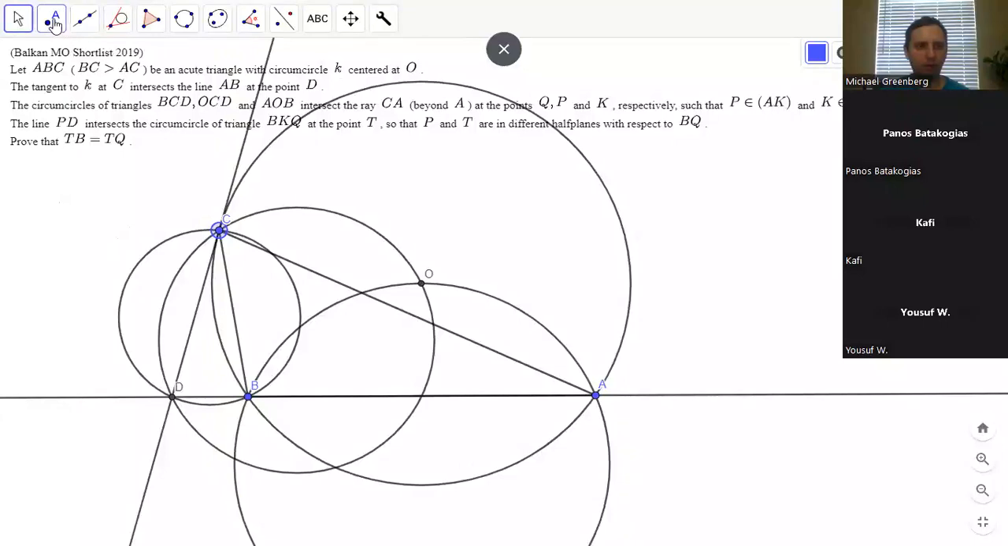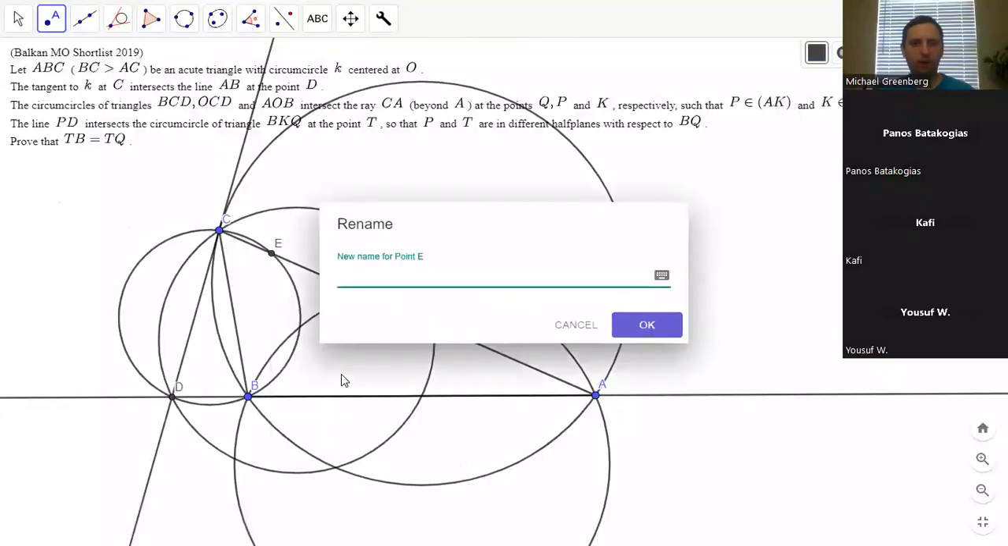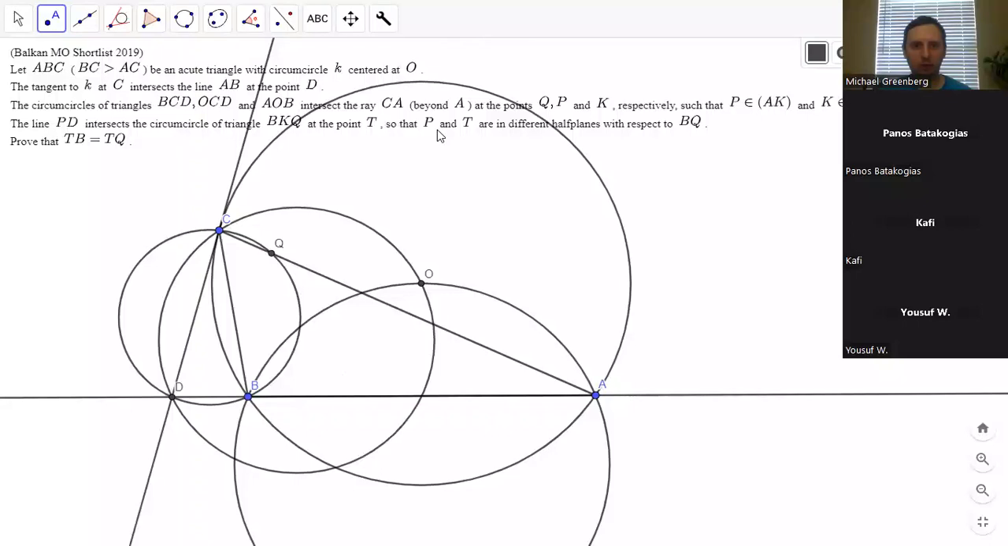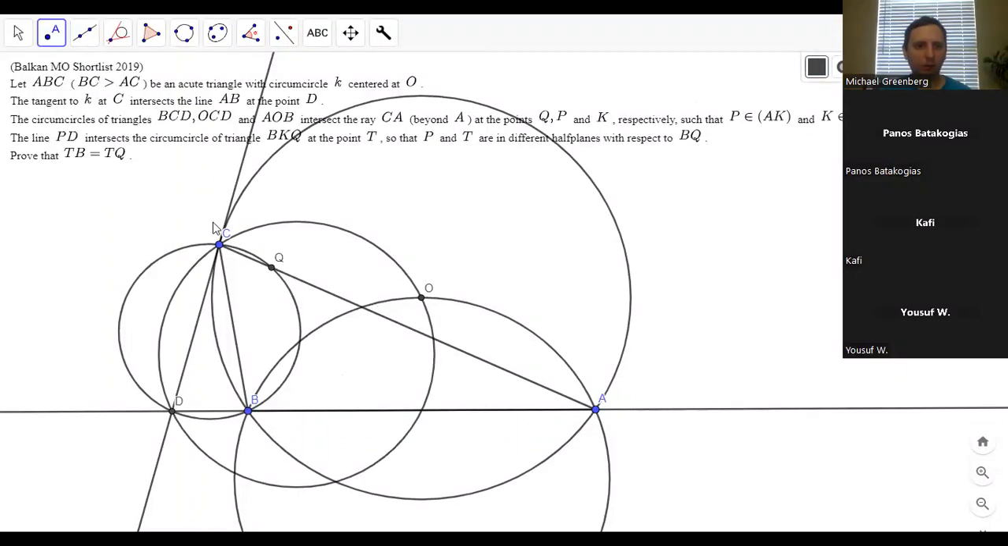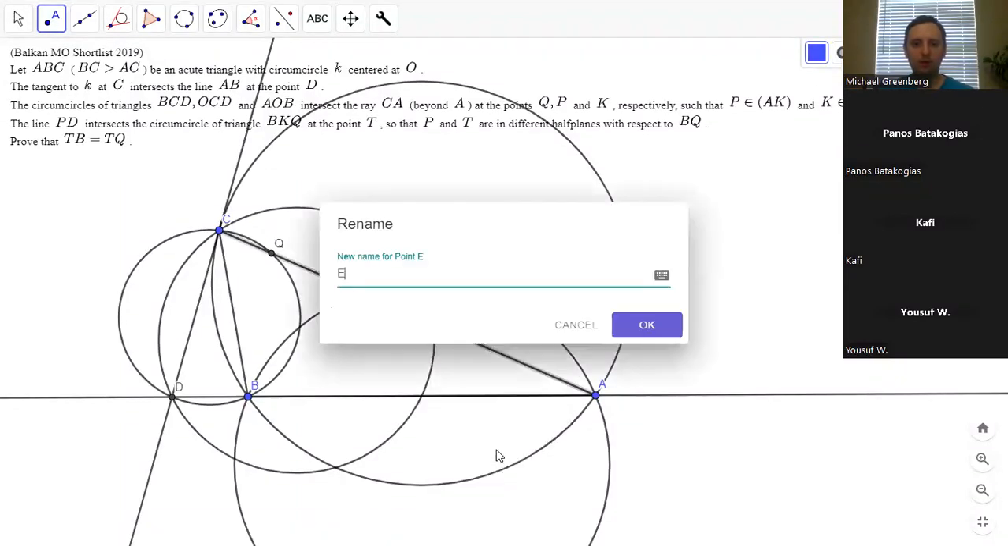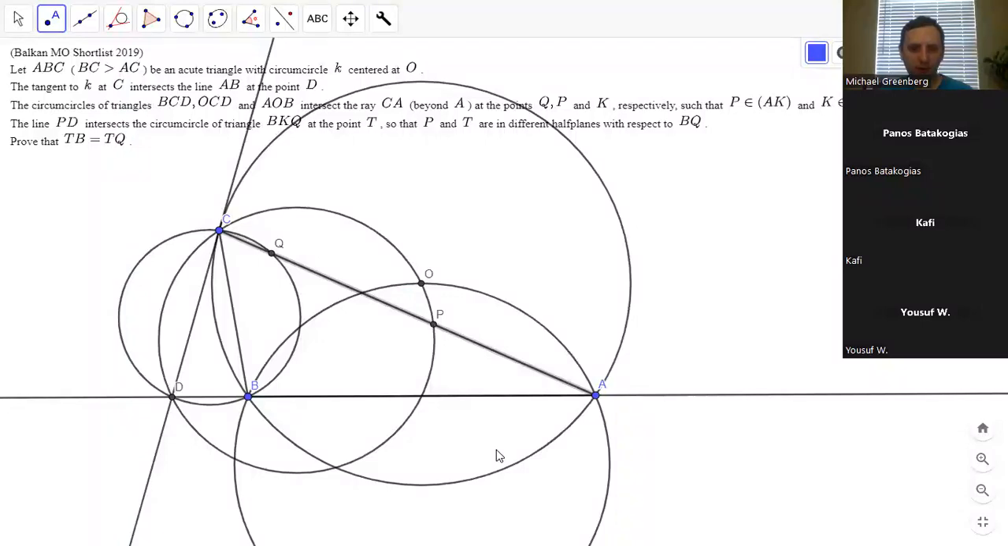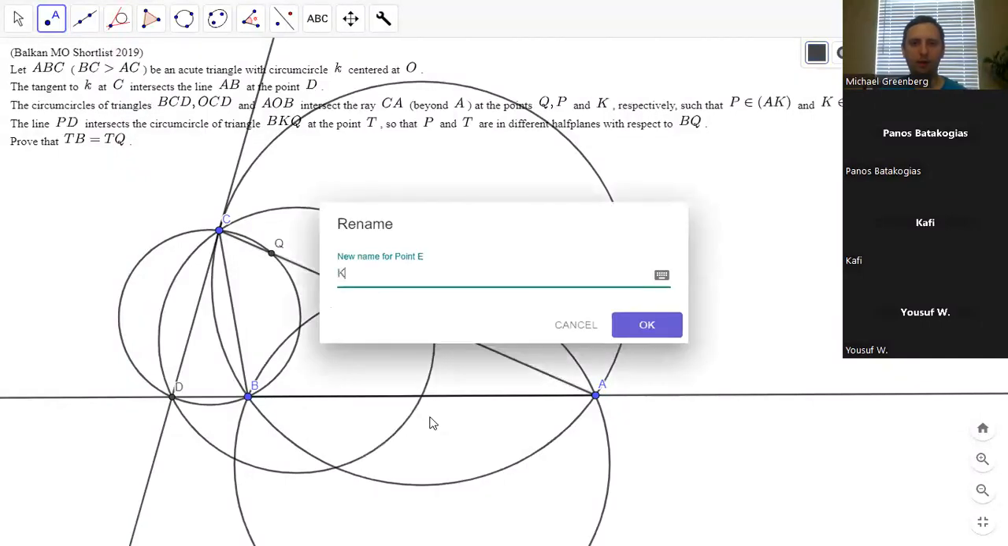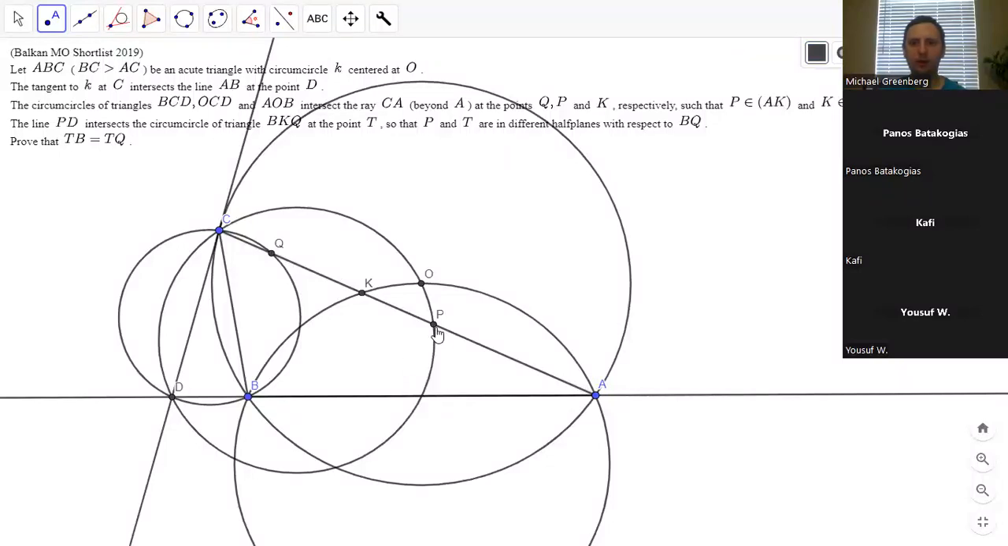So this will be point Q. BCD intersects it at Q. OCD intersects it at P, and AOB intersects it at K. It says the ray CA beyond A. I mean, this isn't past A, but let's see, P is on AK, K is on PQ. I think this works.